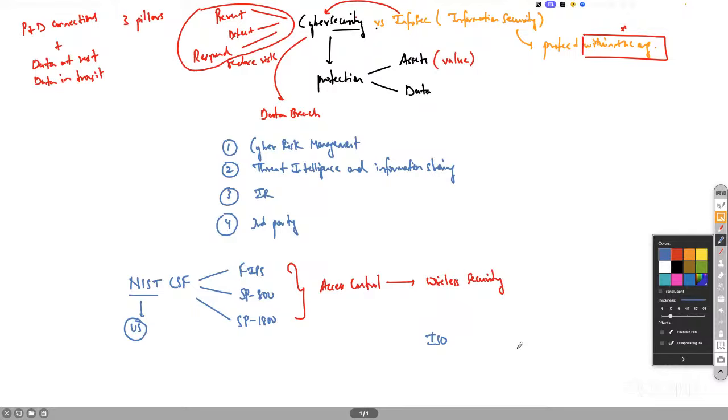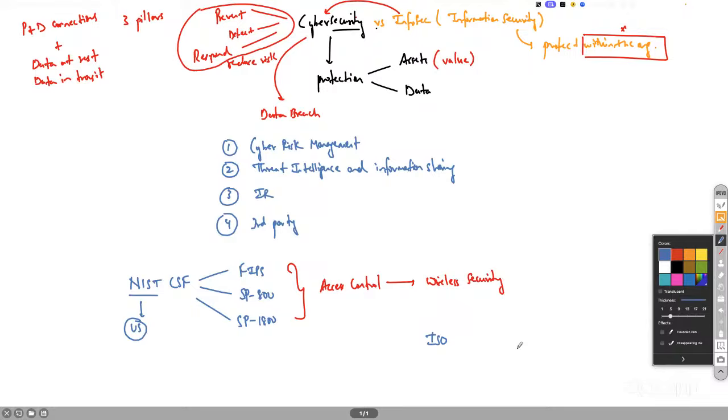So ISO is basically, again, an organization that develops standards, and they have developed more than 13,000 international standards on various topics or various subjects. For example, security, cybersecurity, passenger safety, manufacturing industries, things of those nature.